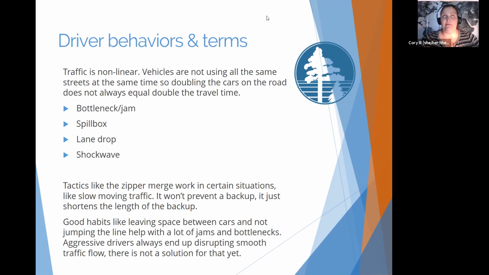Aggressive driving is basically what disrupts our traffic most of the time, because those are the people that are following too closely, so that when someone does tap their brakes in front of them, that person now has to slam on their brakes so they don't hit the person in front of them. And then again, you see that kind of pattern back through the rest of traffic.